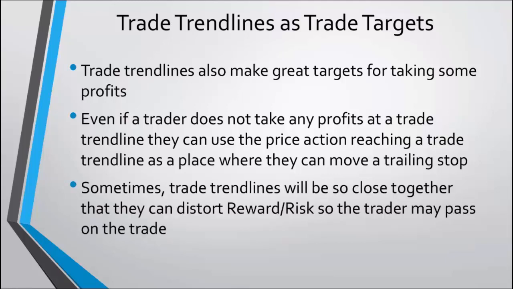Sometimes trade trend lines will be so close together that they can distort reward to risk, so the trader may pass on the trade just because you don't know where it will stop. So if there's too many things in the way, it might not be a valid trade for you to take.